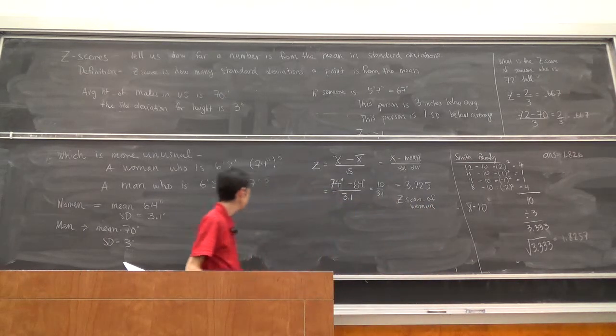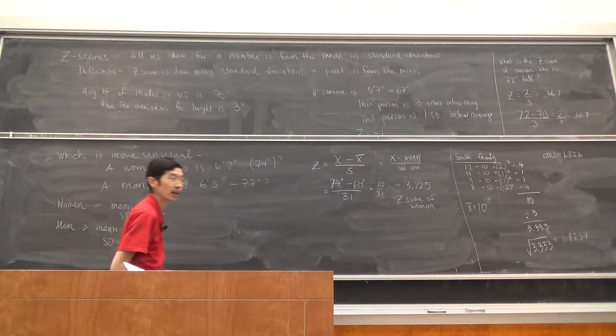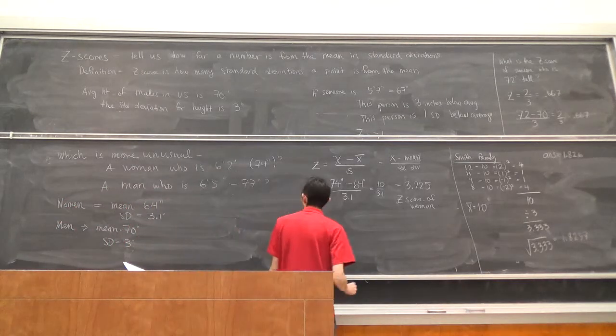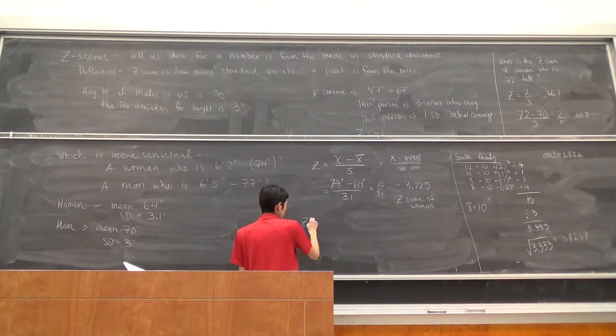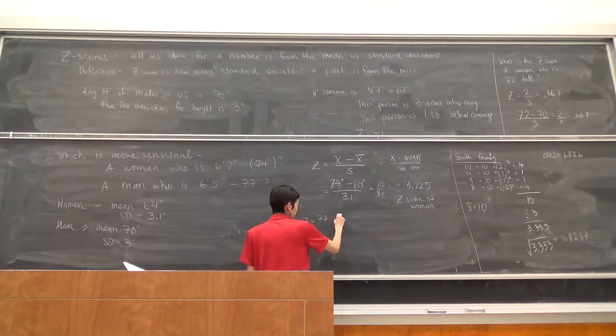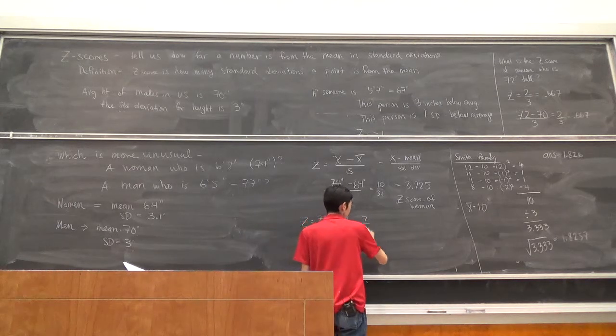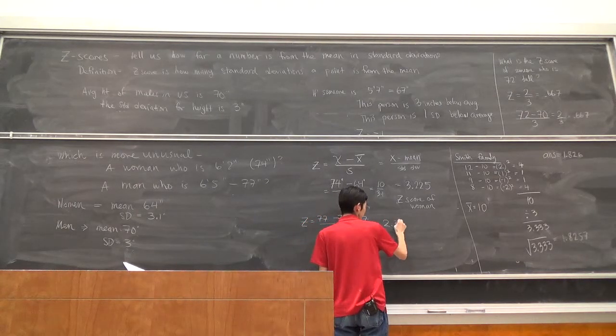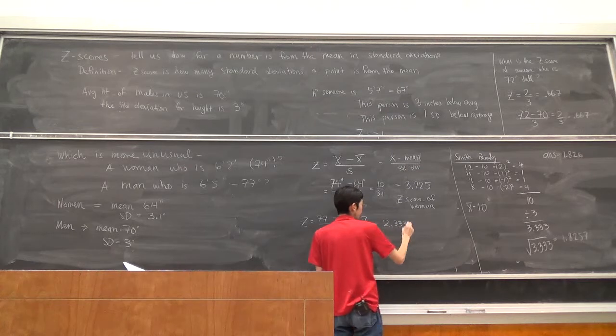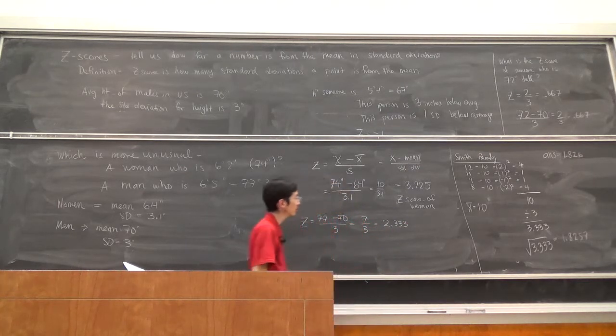All right, go ahead and find the z-score of the man, 77 inches tall. So we do z is equal to 77 minus 70 divided by 3. 7 over 3, we get 2.333. That's the z-score of the man.